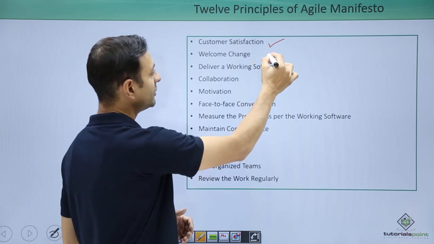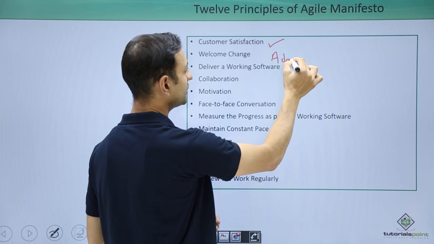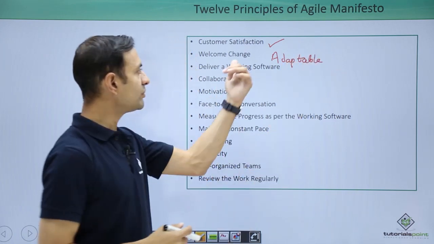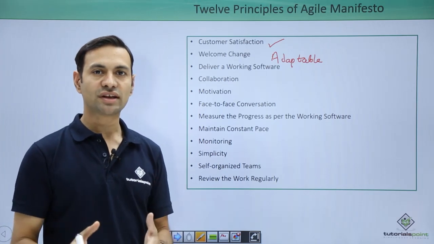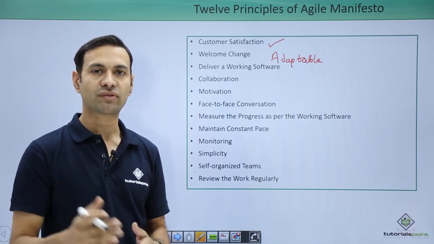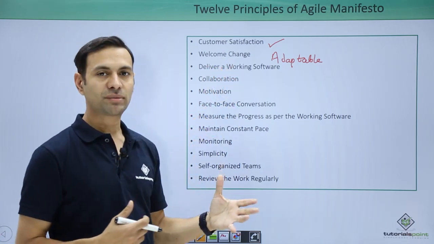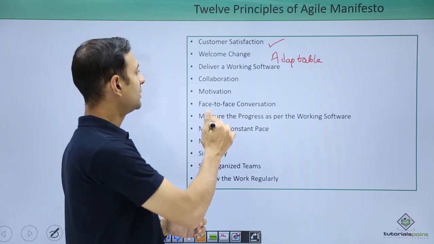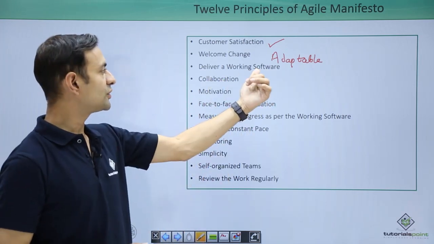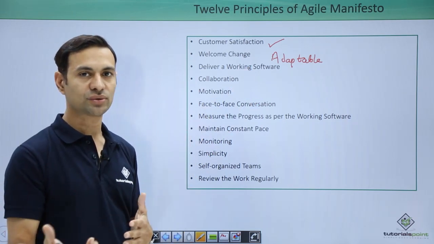Welcome change. A software development process should be adaptable to changes. A customer can say, okay, my requirements have changed, or I want this thing in that way. You are not developing in that way which I want. So our software development cycle should be adaptable enough to handle changes. We should deliver working software. Software should be working because it's the end user who is going to use it.